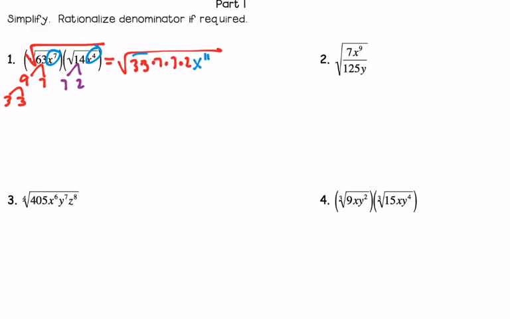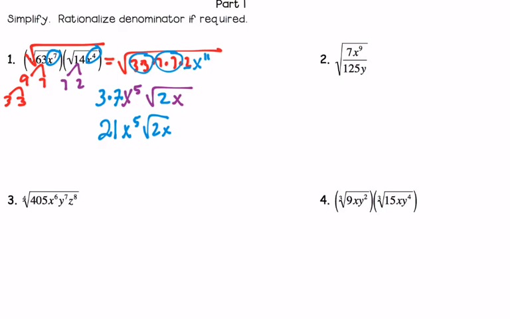Alright, so now I'm looking for pairs. There's one, and then this has 5 pairs. So there's an x to the 5th on the outside with 1 left over. The 2 is left, so that stays in there. And then we get a 3 on the outside and a 7 on the outside. So it's 21 x to the 5th square root of 2x.